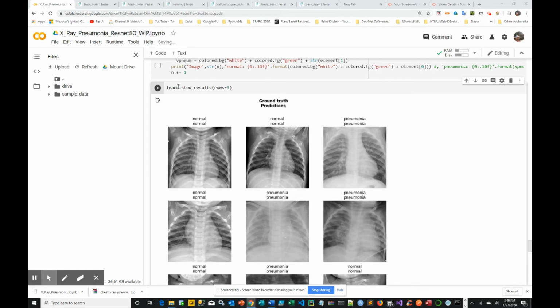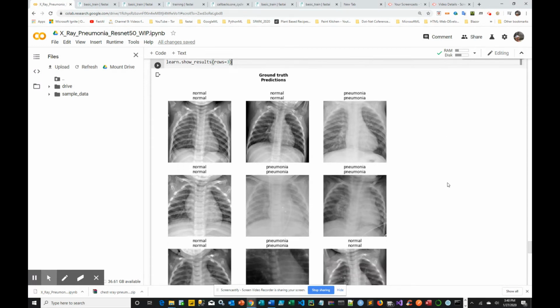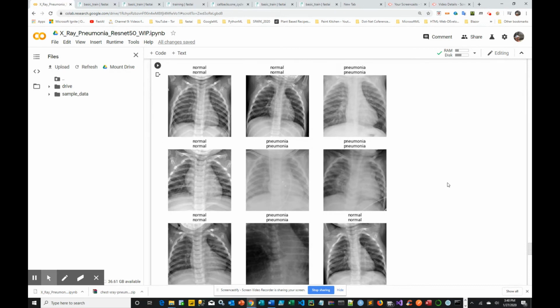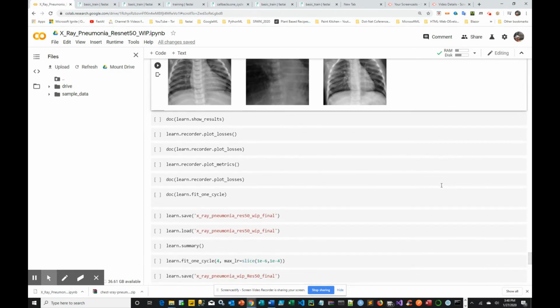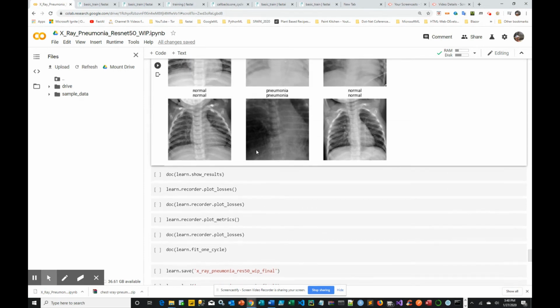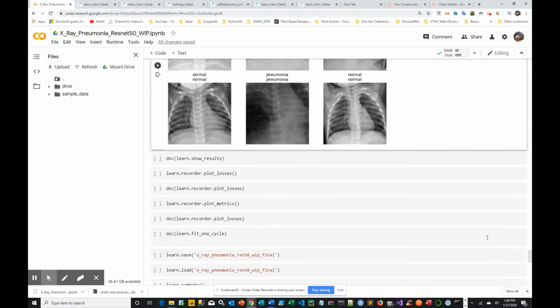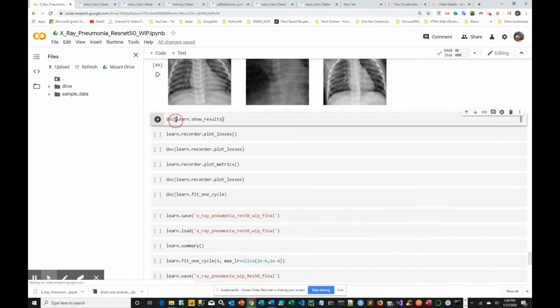One thing I can do is use the learner and show the results and tell it how many results you want to see. So in this case, I chose 3 by 3. And if you look at this, you can see the ground truth versus the predictions. So this top label is the ground truth, that actual label, and the prediction is the second one you see here. So if you look at these images, everything was spot on. There were no errors made. So everything was precisely predicted. Again, if you want to look at this function and what it does, show_results, just do a doc in front of it and you can see it.